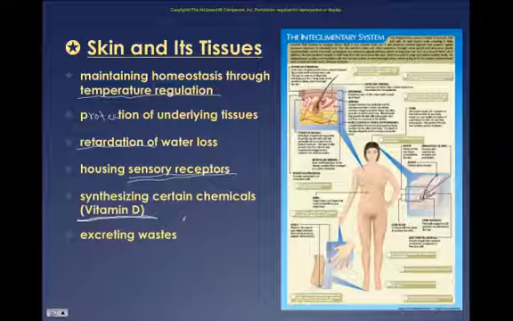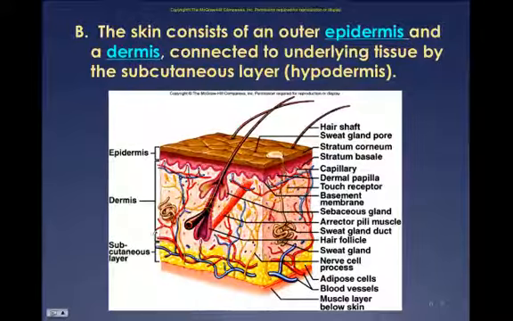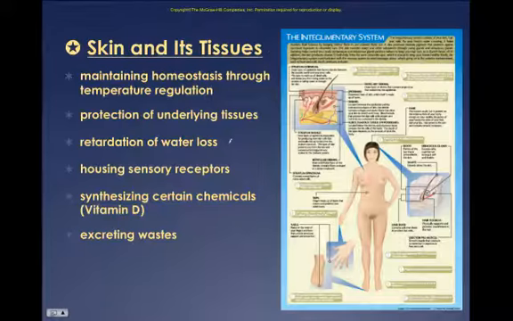And then also excreting wastes. So again, we can excrete waste, especially through things like our sudoriferous glands. When we sweat, we can help to get rid of some of these extra wastes and salts. So again, those are some of the main functions, and make sure that you're familiar with all of these main functions of skin, okay, and its associated tissues.